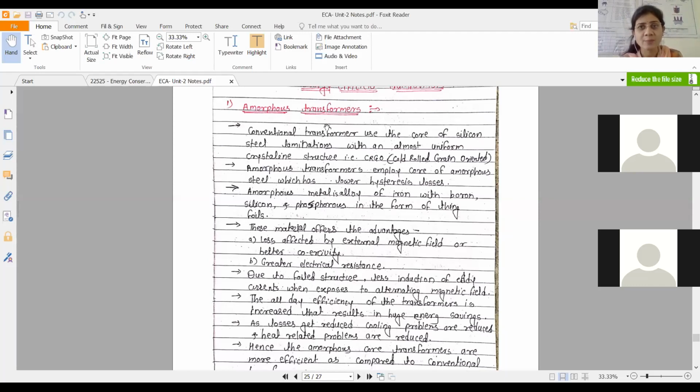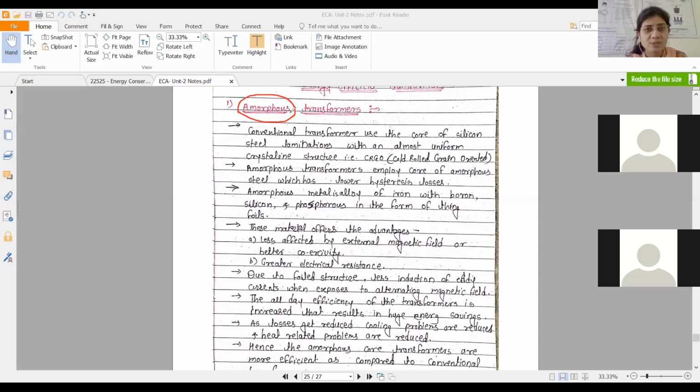So what is this amorphous transformer? As we know, in the conventional transformer we use silicon steel to reduce the losses. The core is made up of silicon steel in the conventional transformer. But we are now studying the energy efficient transformer.